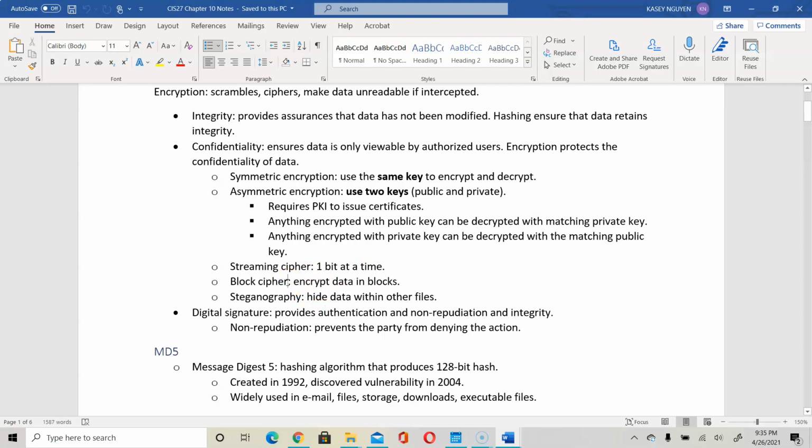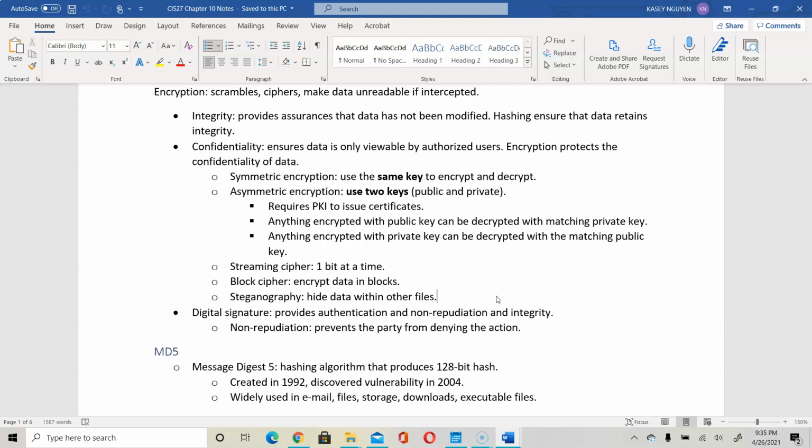using its proper key. Another way that we can provide confidentiality is through steganography. Steganography is a way to hide data within other files. It could be embedded, or hidden throughout the actual file itself. So in some cases, we can implement steganography along with encryption to provide confidentiality of the data.